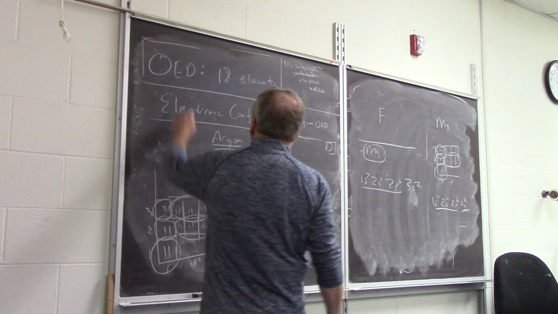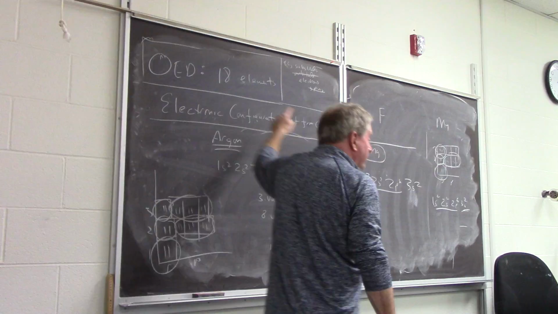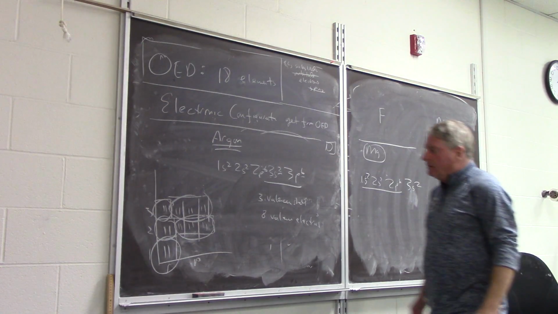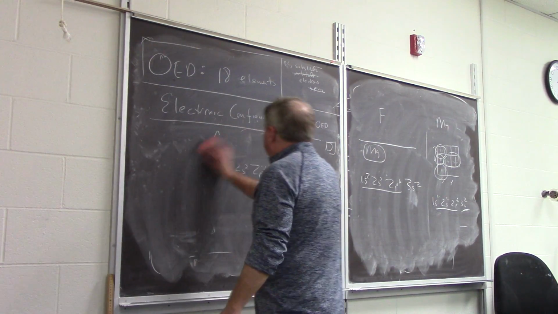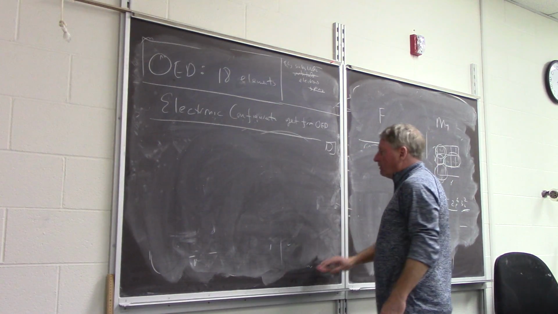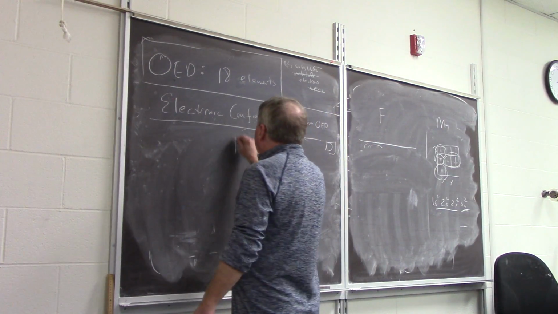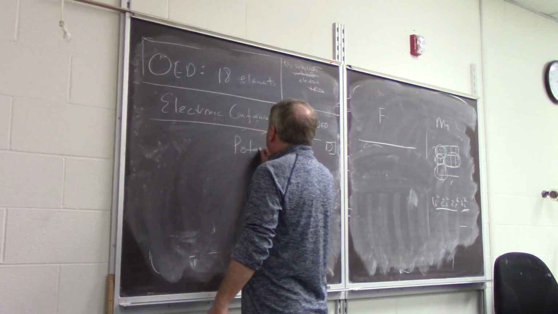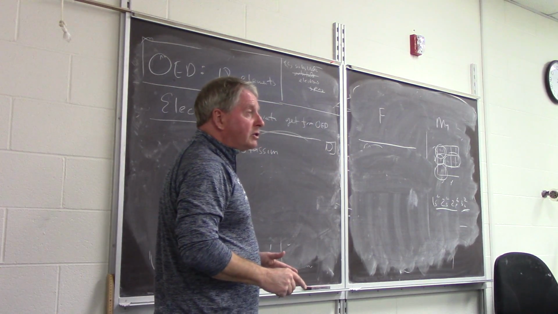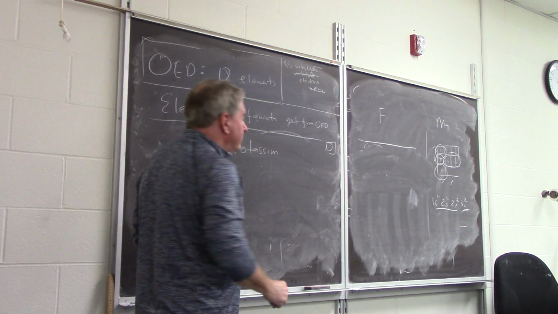Now, I said for the orbital energy diagram, just do the first 18 because it gets goofy going up. The periodic table actually helps us get through the goofiness. Let's see how. Okay, so before we do potassium, I'm going to show you the orbital energy diagram for it.